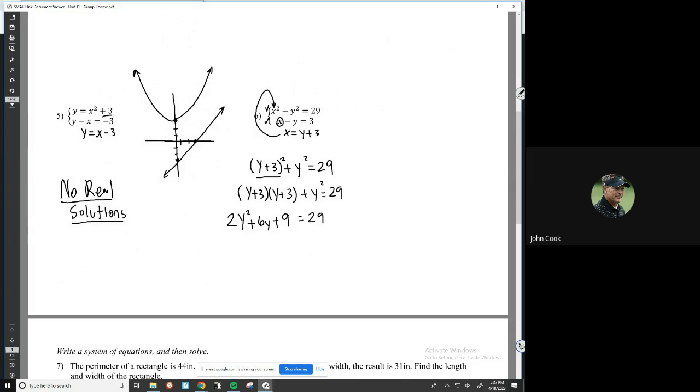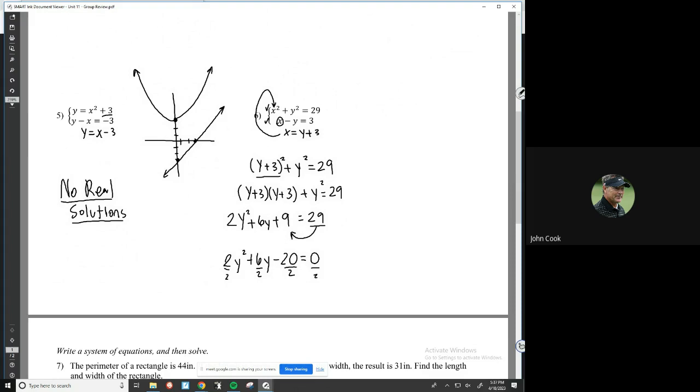Okay, now let's see. What else can we do? Well, it's a quadratic again, so I want to get this side to be 0, so I'm going to subtract 29 from both sides. So I'd get 2y squared plus 6y, and then 9 minus 29 is negative 20. And then I see that I've got a bunch of even numbers here, a 2, a 6, and a 20. I'm going to divide both sides by 2. So divide all that by 2, even the 0.